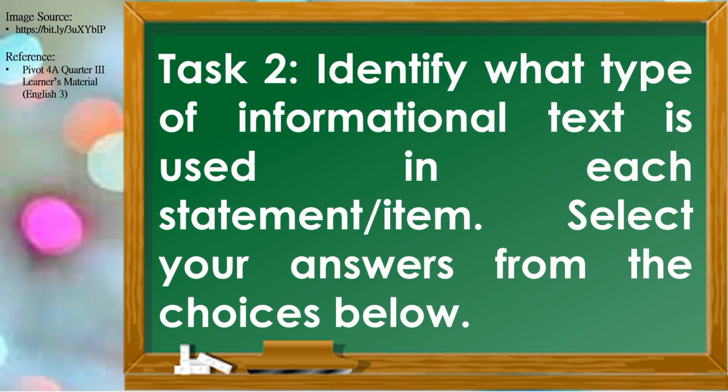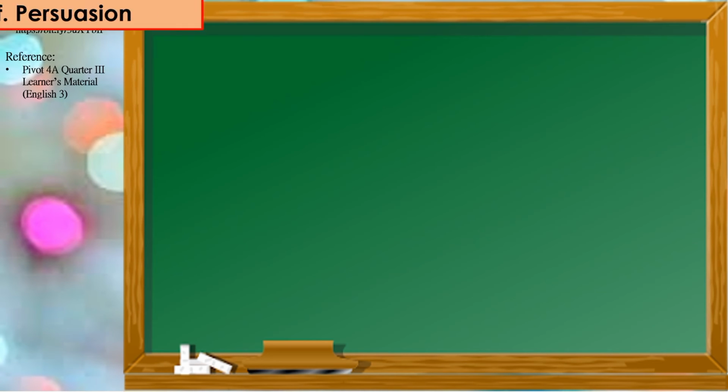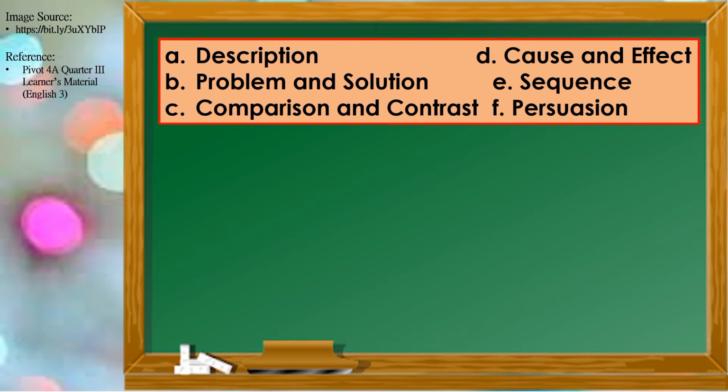Now for your second task, I want you to identify what type of informational text is used in each statement or item. Select your answers from the choices below. Here are your choices. Letter A, description. B, problem and solution. C, comparison and contrast. D, cause and effect. E, sequence. And letter F, persuasion.